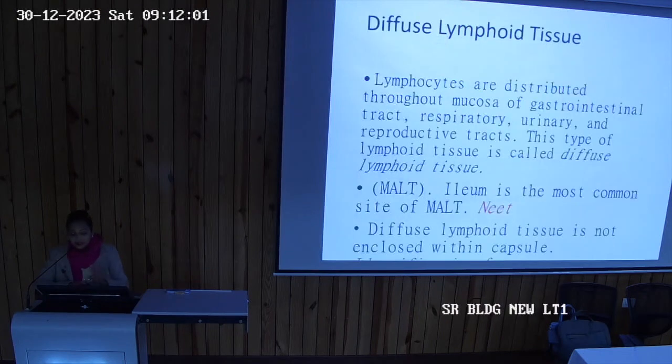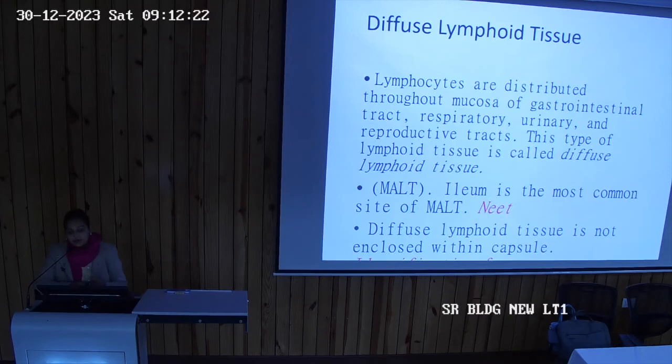Diffuse lymphoid tissues में क्या आएगा? Lymphocytes are distributed throughout the mucosa like in GIT, and they are associated with the mucosa. That is why they are known as MALT, mucosa associated lymphoid tissue. Diffuse lymphoid tissue is not enclosed with the capsules. They are not enclosed in the capsule.